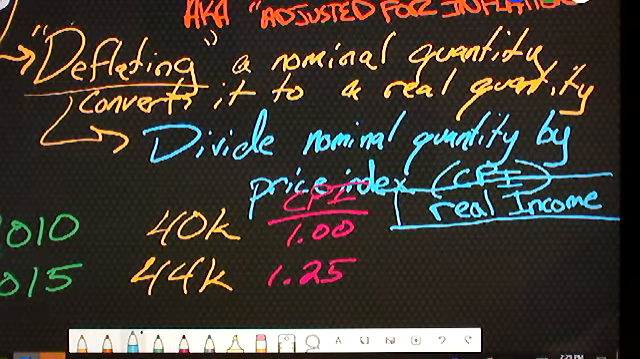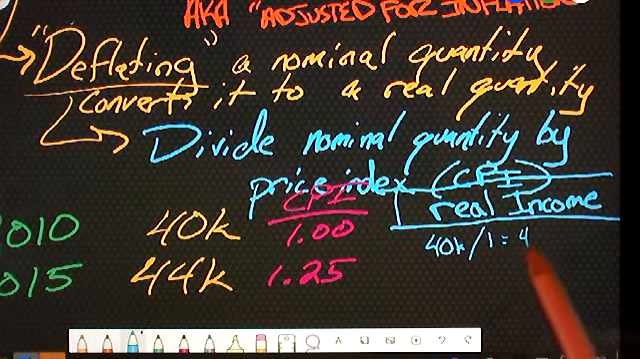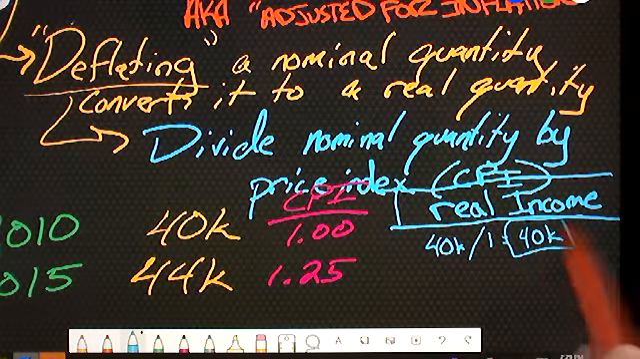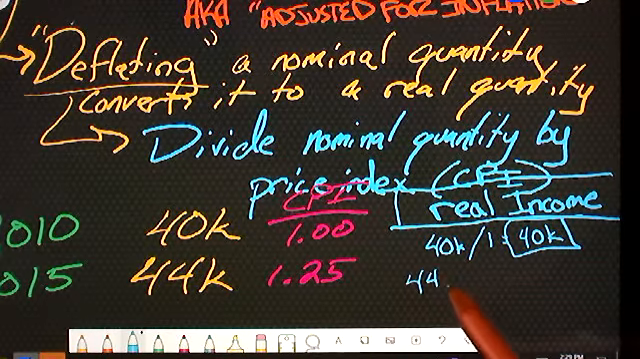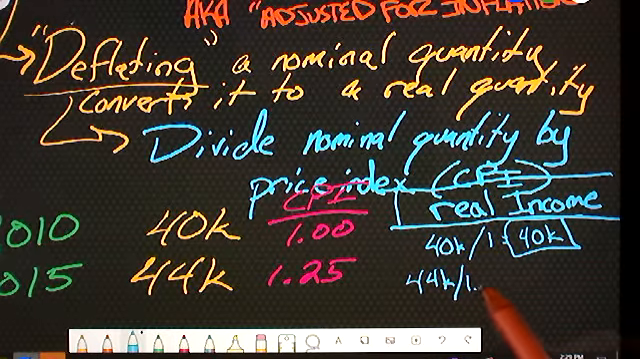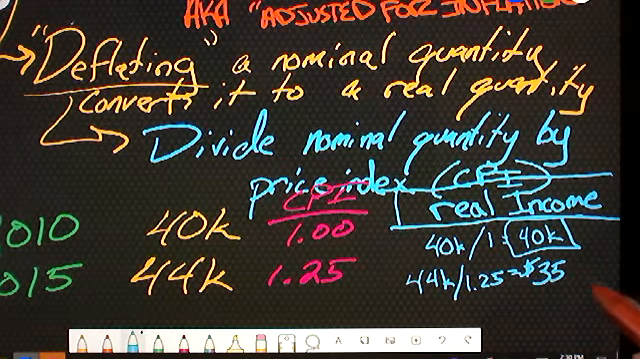So we're told we divide by the CPI. The first one is pretty easy. It's going to be 40,000 divided by 1, which is 40,000. Awesome. What about the second one? That's going to be 44,000 divided by 1.25. That's going to give me 35,200 bucks.